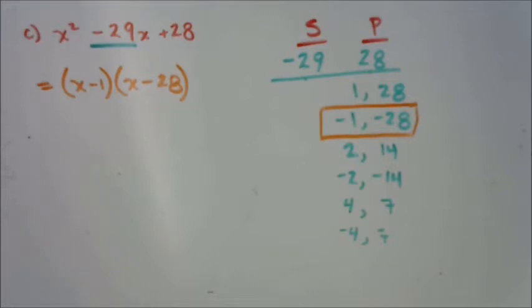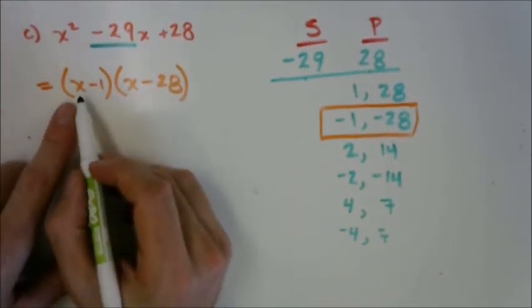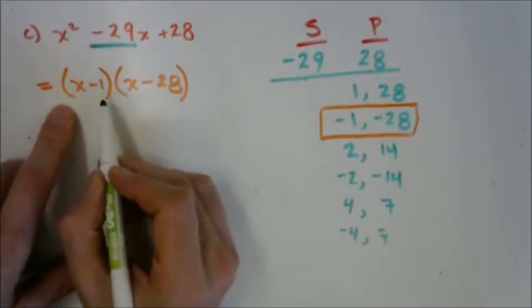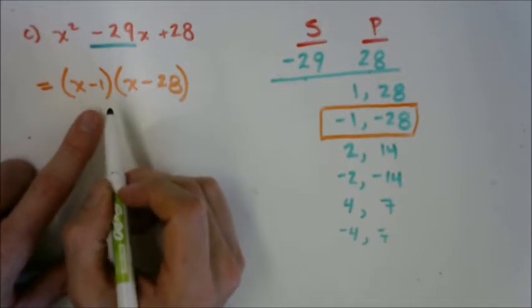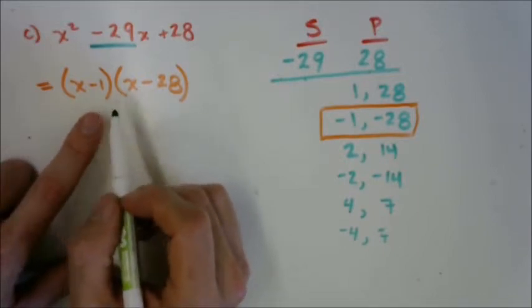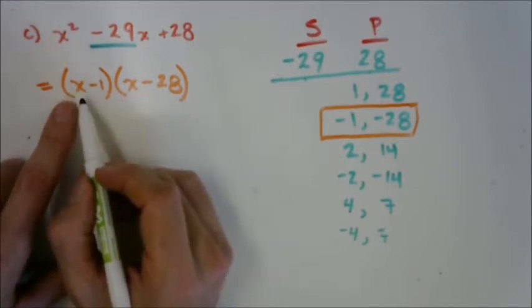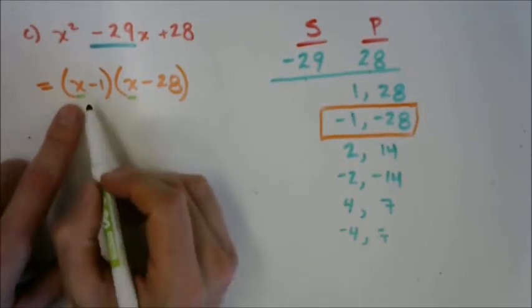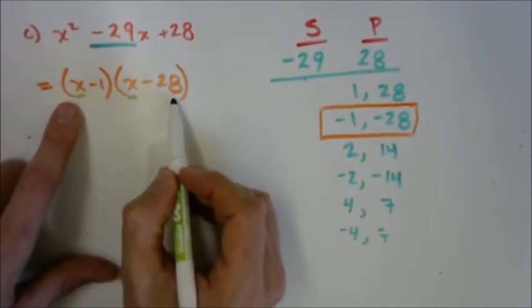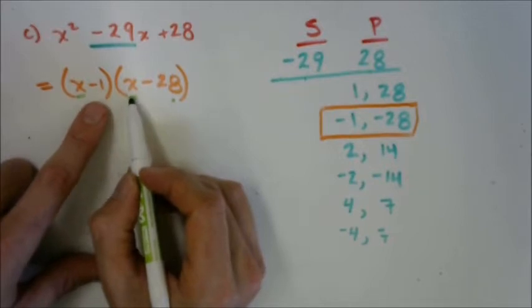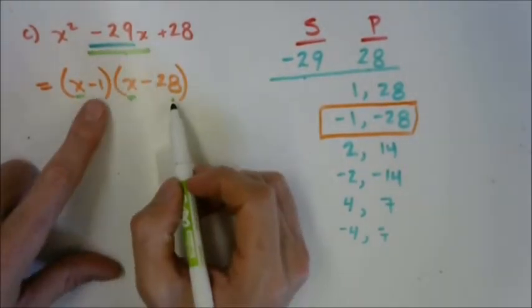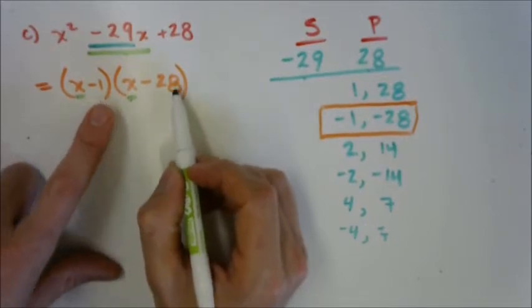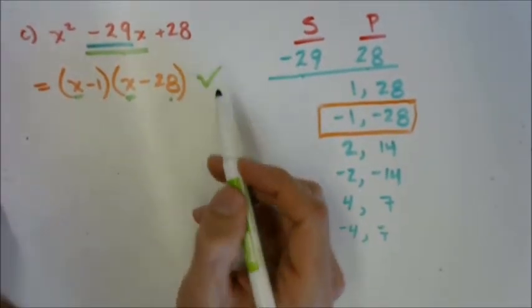I want to pause for a second on this one and just re-illustrate how to check it going backwards. We know that if we FOILed this, we'd have first times first, x squared. Then we'd have outside times outside and inside times inside, and both of them would result in having an x in them. So we're going to have negative 28x and negative 1x, and that adds to negative 29x. And then if we multiplied our last terms, negative 1 times negative 28, positive 28. So that's good.